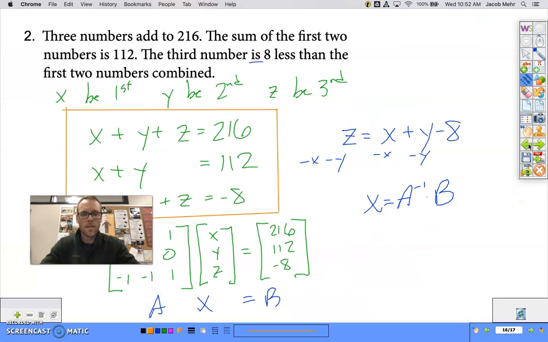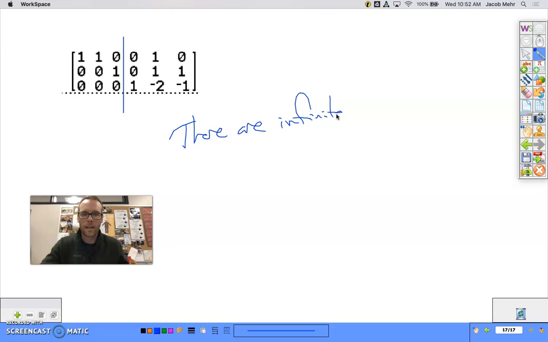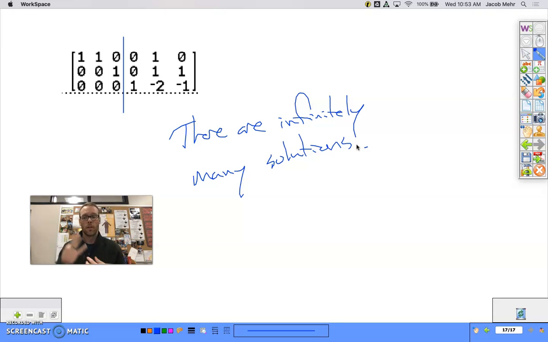And the answer is, there are infinitely many solutions. Any point on that line is going to work in these three equations. So I wanted to wrap up our videos here dealing with systems with a problem that reminds us sometimes there are infinitely many solutions. Sometimes there's no solutions. Three variables, you're looking for the intersection of the planes.